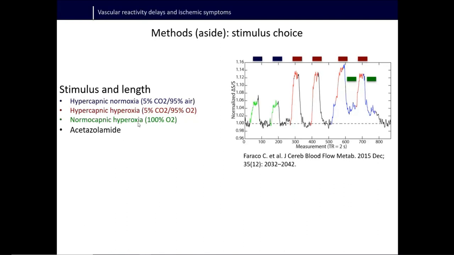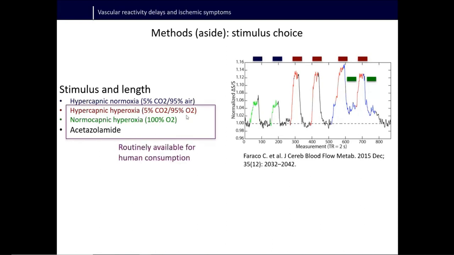And then what you can also do is you can just get pure hyperoxia, which is shown in these green blocks here. And then you could even interleave that with like carbogen or hypercapnic hyperoxia as well. And that signal change here that you get is a bit similar to a normal hypercapnic stimulus as well.